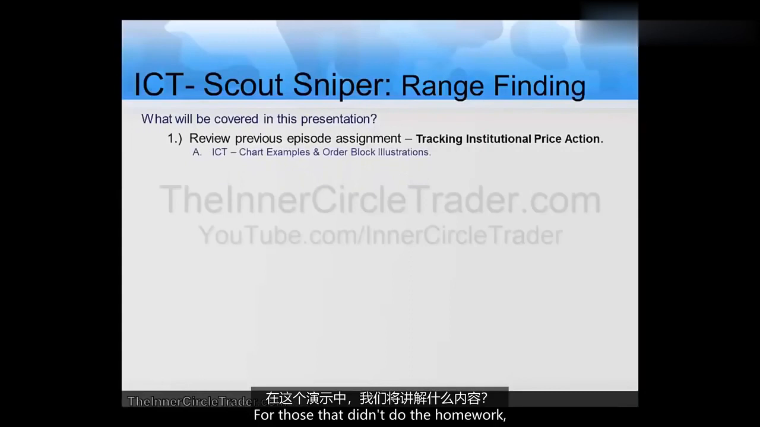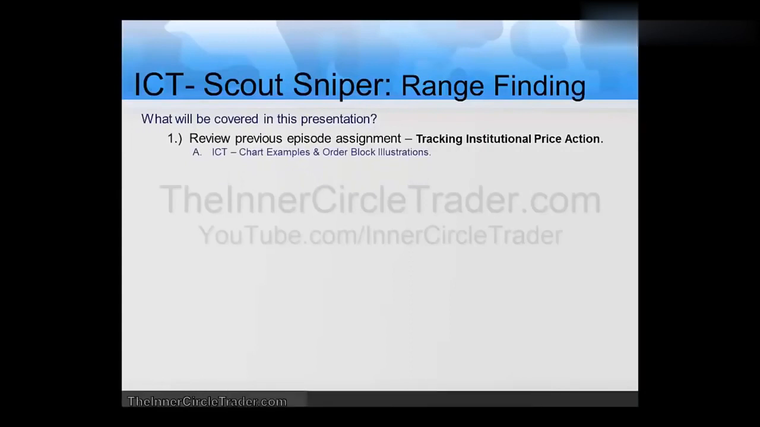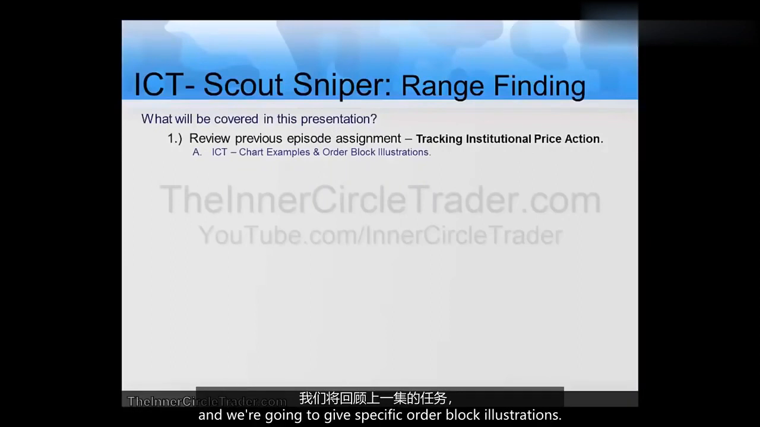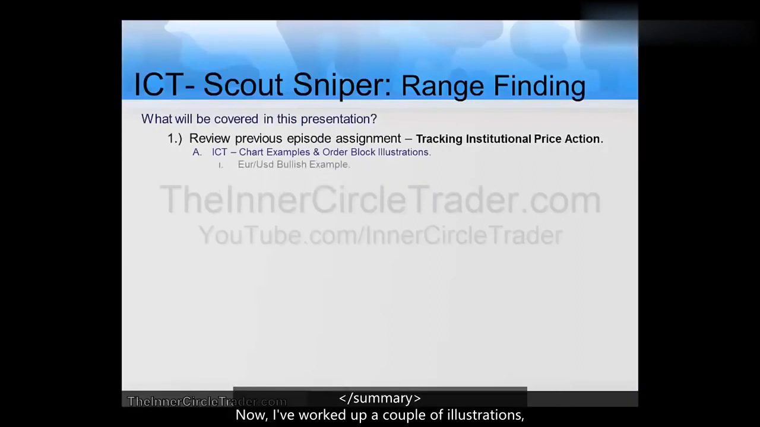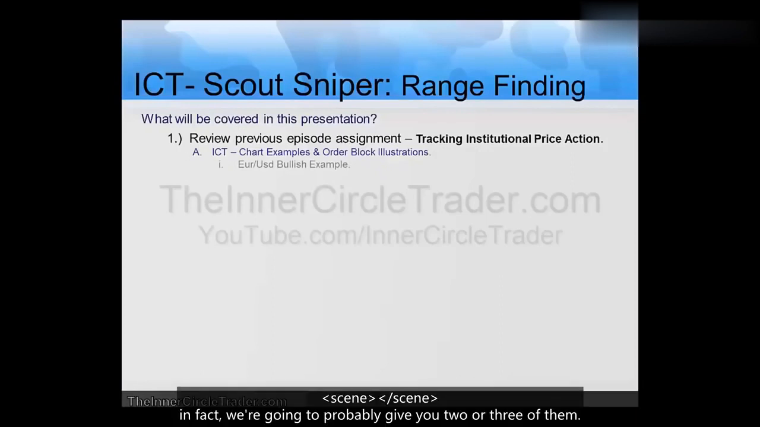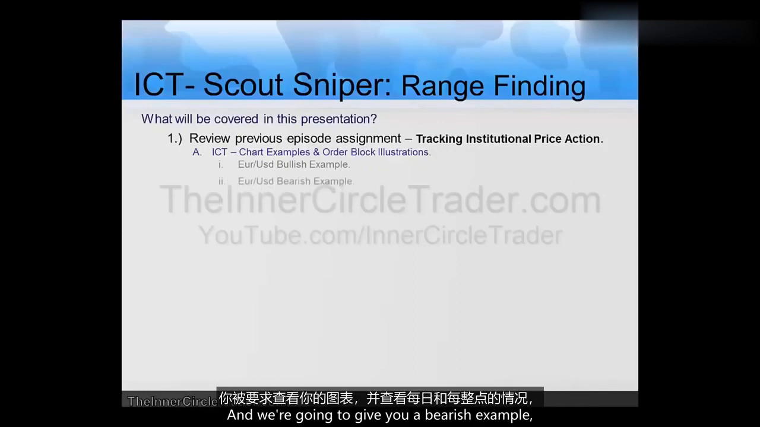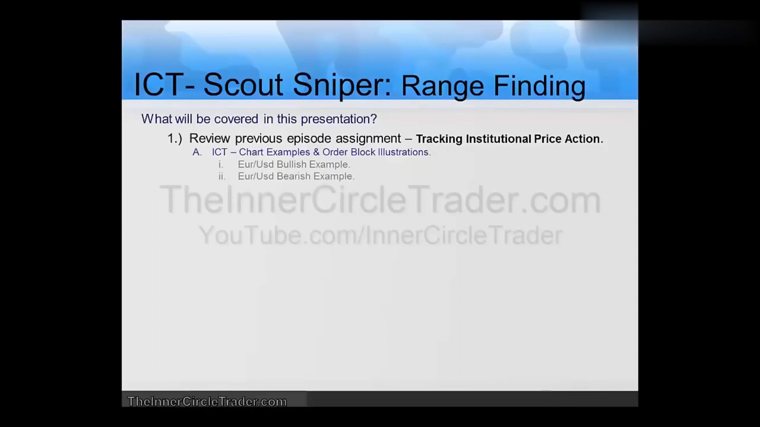For those that didn't do the homework, we're going to be giving a couple examples, and we're going to be looking at specific charts, and we're going to give specific order block illustrations. Now, I worked up a couple illustrations, obviously in the Fiber, which is the Euro USD. We give you a bullish example. In fact, we're going to probably give you 2 or 3 of them. And we're going to give you a bearish example.